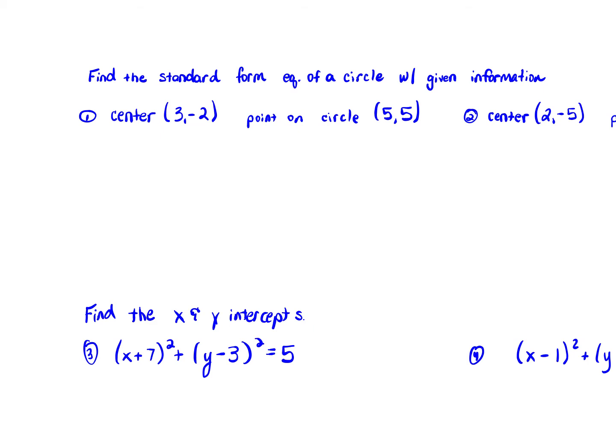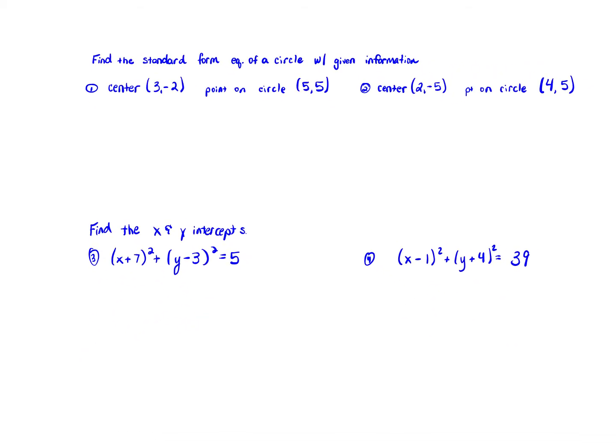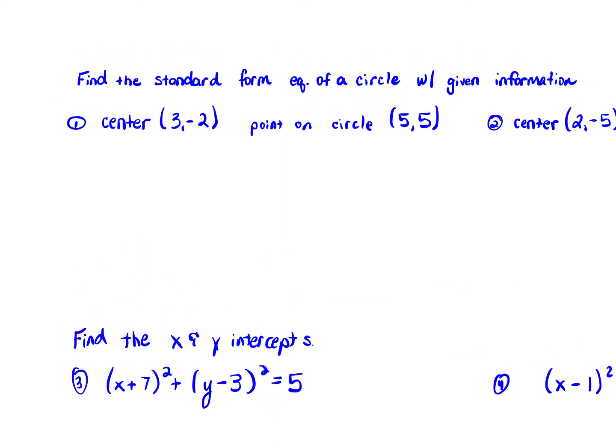So I'm going to do one from each, since there's like 2 of each type of question, but I'll just do one. So let's take a look at number 1. You need to find the standard form of the equation of a circle with the given information. So first thing we want to do is write our formula for a circle. So that is (x minus h) squared plus (y minus k) squared is equal to r squared.